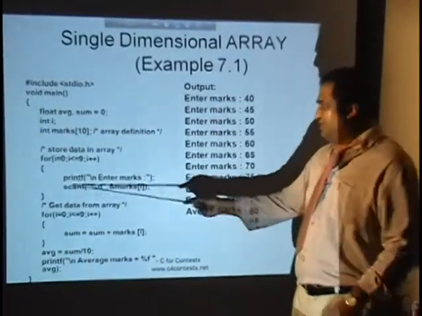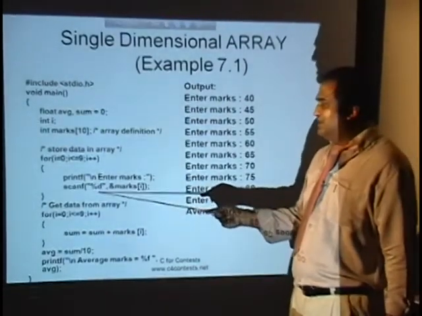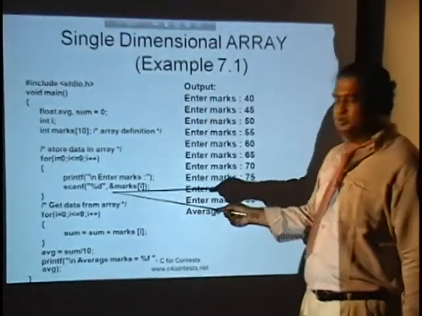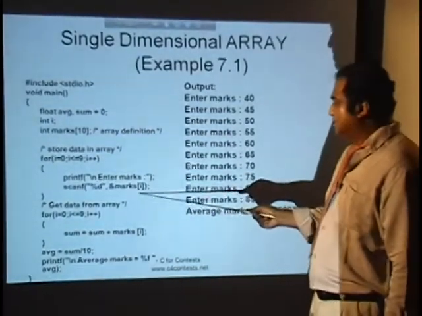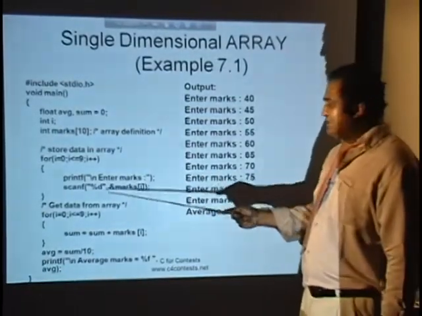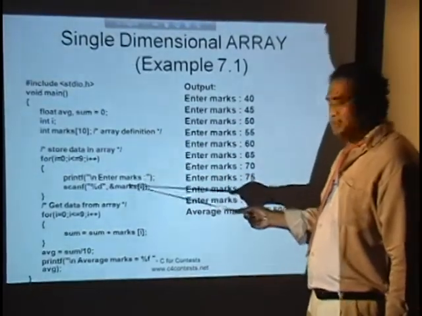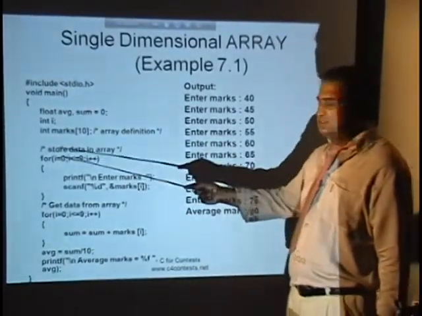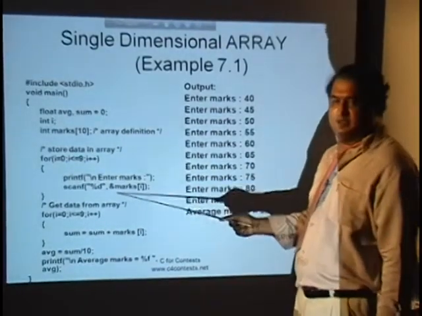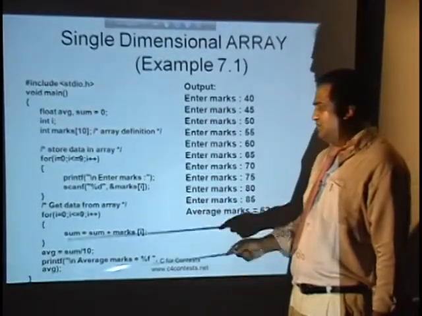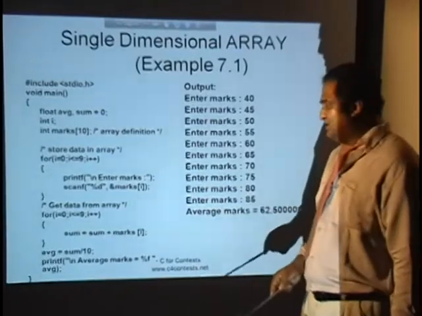Now we are going to read the array. We say enter marks, and we read every single mark into the array. For instance, the first element will go to marks[0], the second element to marks[1], the third element to marks[2], and it will keep going till marks[9]. As soon as it goes past 9, i plus plus will make it 10. So from 0 to 9, all the marks will be entered sequentially, as the user puts in the input.